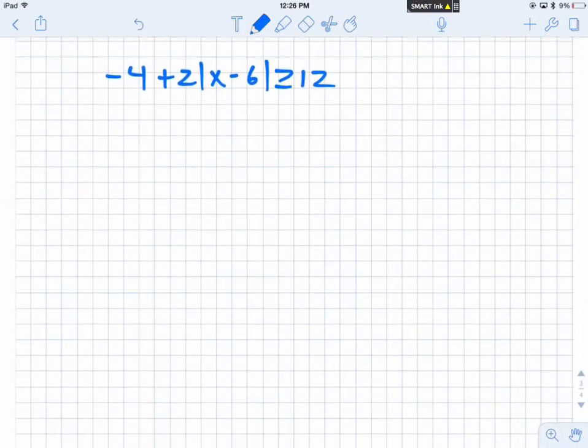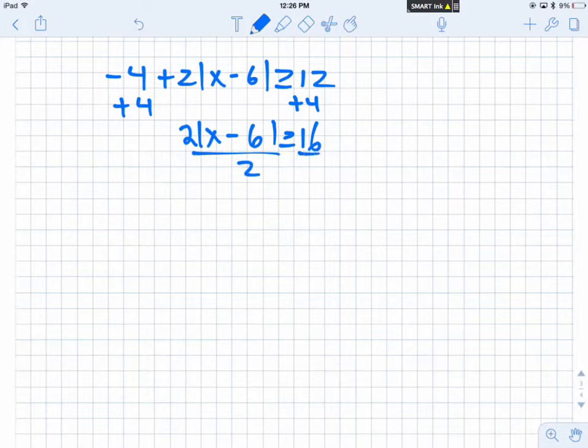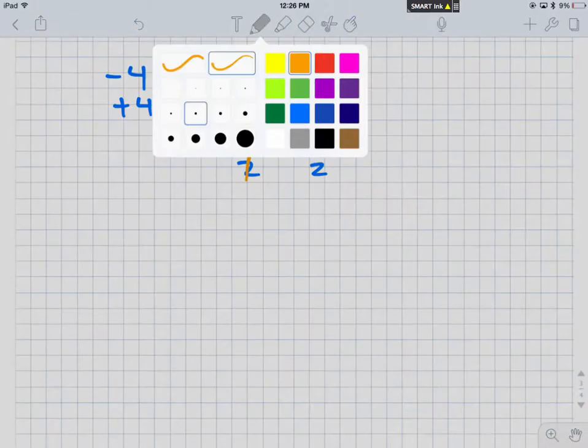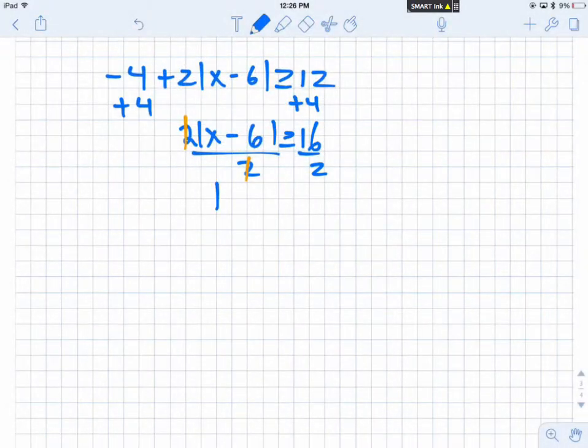In order to do so, I think we should add 4 to both sides of this inequality. We got 2 times the absolute value of x minus 6. Let's draw that a little closer. Is greater than or equal to 16. If we divide by 2, 2 divided by 2 is 1. Amazing. And we end up with the absolute value of x minus 6 is greater than or equal to 8. So there goes 8 again.